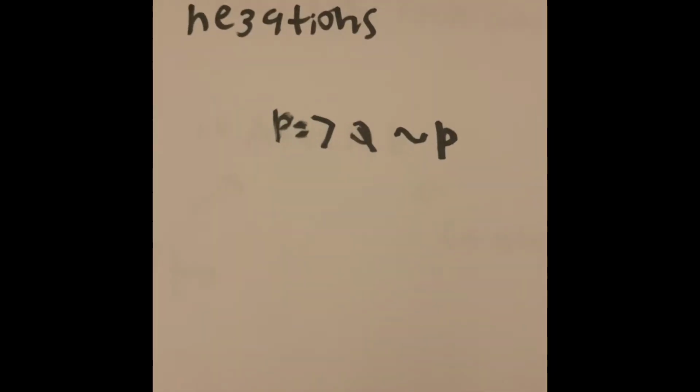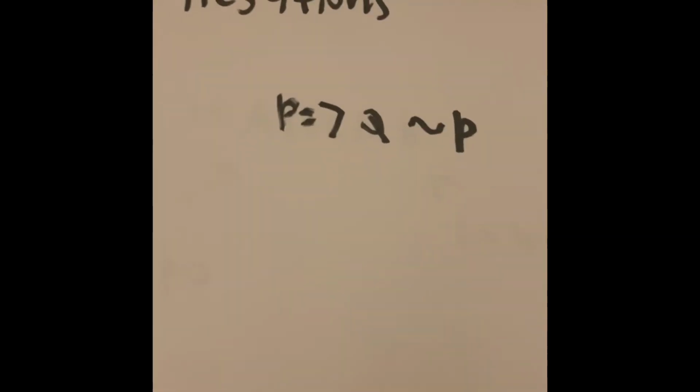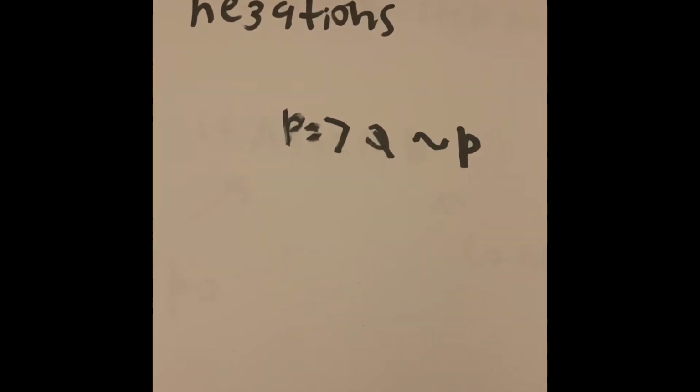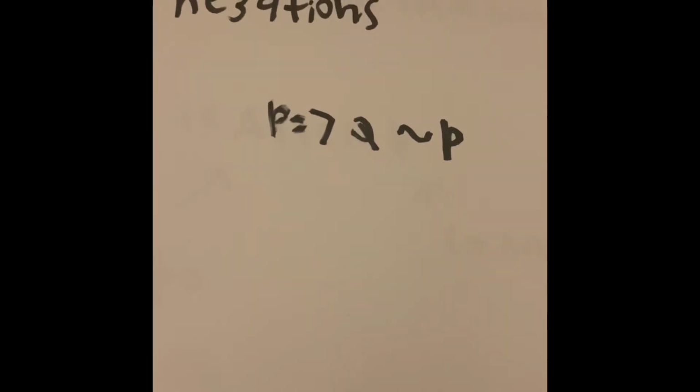So when you have a negation, it usually stops something from happening. And that is basically what negating something means. It's trying to cancel something when it happens.